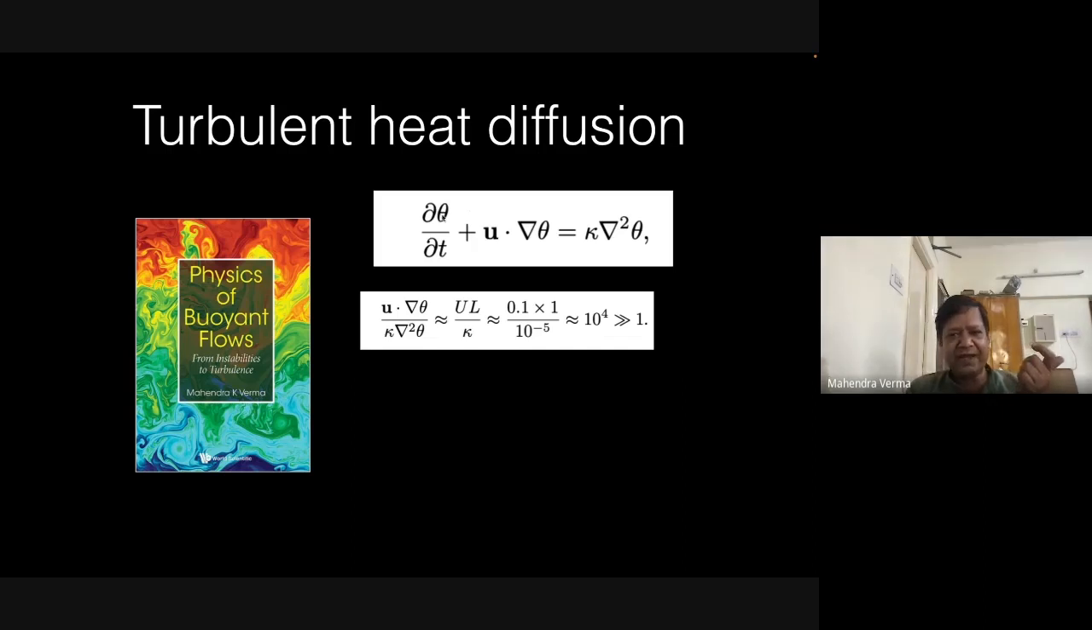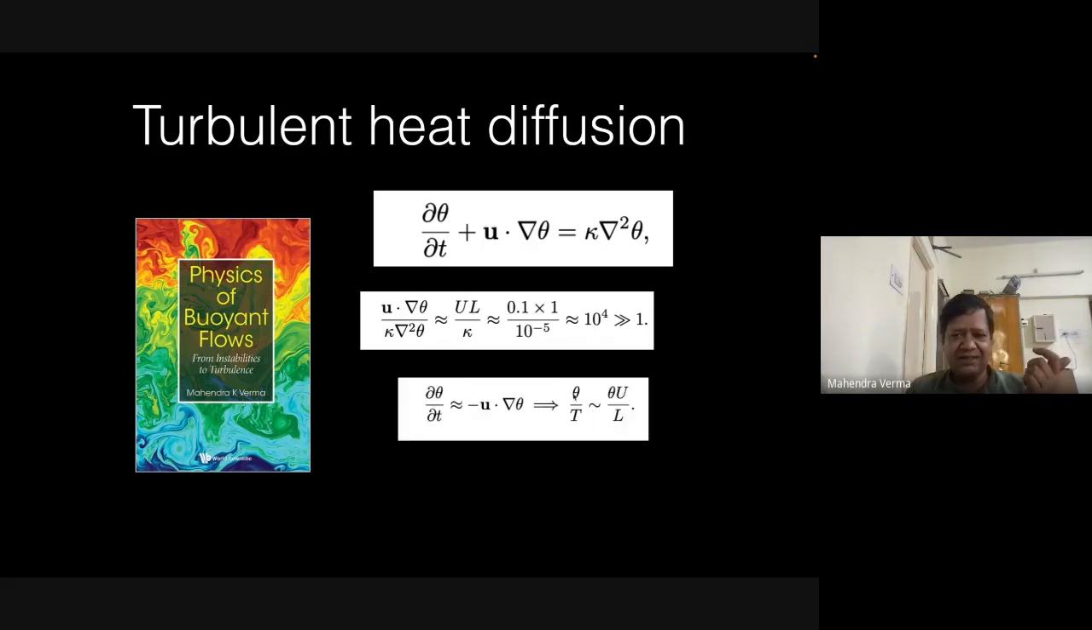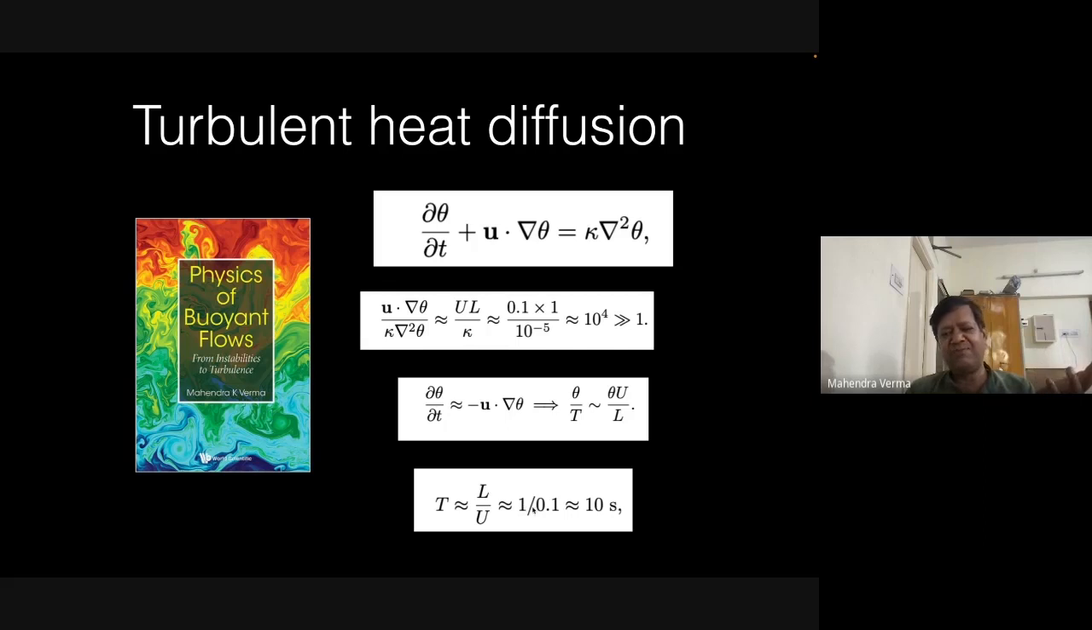So I should estimate the time by equating these two terms. If I do it, what do I get? Theta by T is U theta by L. So time is L by U, which is 1 by 0.1 meter per second, 10 seconds. So it takes around 10 seconds for the air conditioner's cold wind to come to me. Of course, this is hand waving. This 0.1 meter per second could be lower or bigger, but this is the general idea. The turbulent diffusion happens because of the hydrodynamics. This U is playing a big role, and it's new physics.